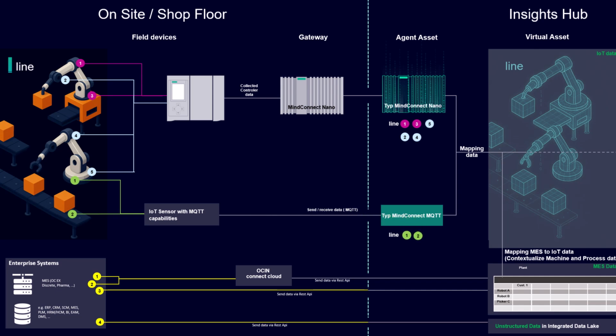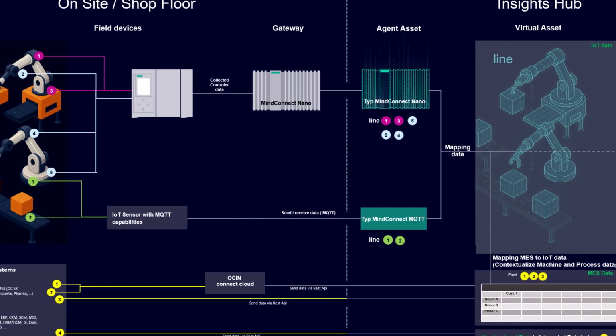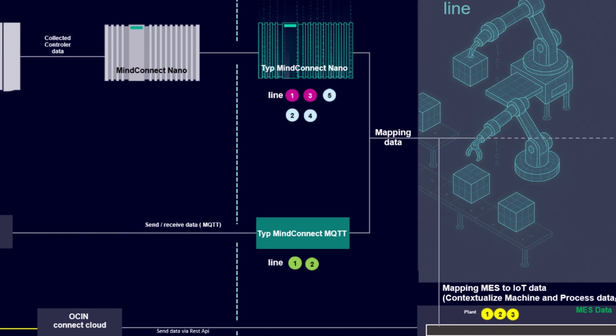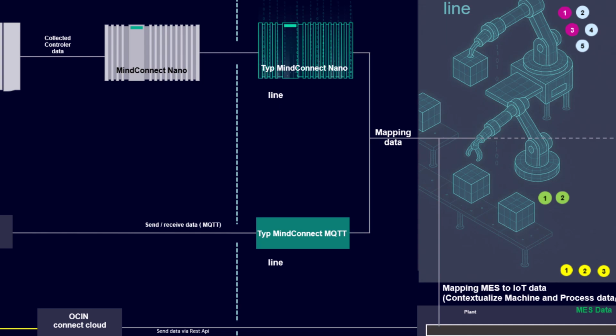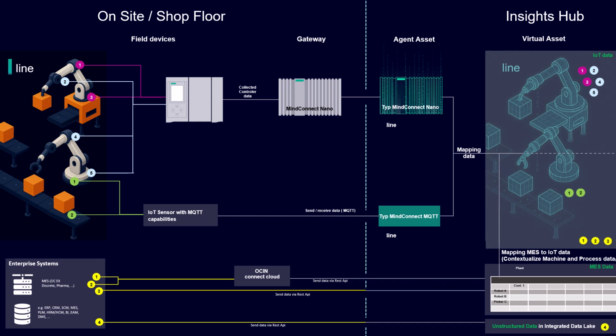The last set of data points, the yellow ones, are coming from an enterprise system, for example, a manufacturing execution system. In our case, from an on-site installation of OpCenter execution. The mapping functionality now allows you to unify all these data streams, regardless of their collection and ingestion method, into a single virtual asset. This provides a consolidated view of all the available data points to be used in any applications.